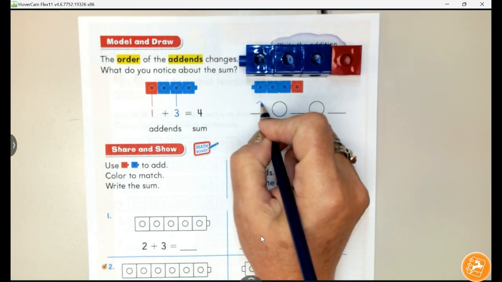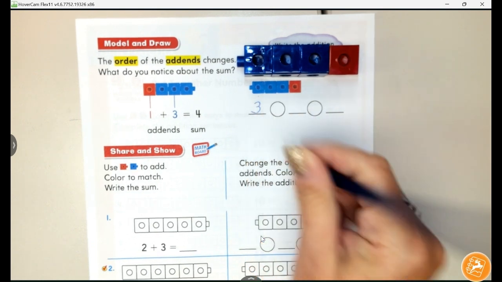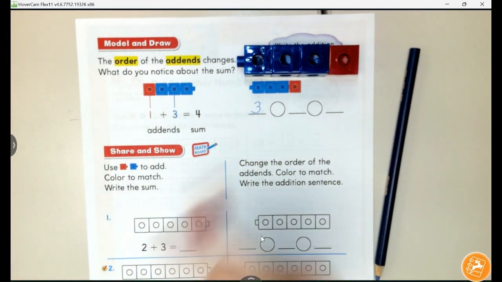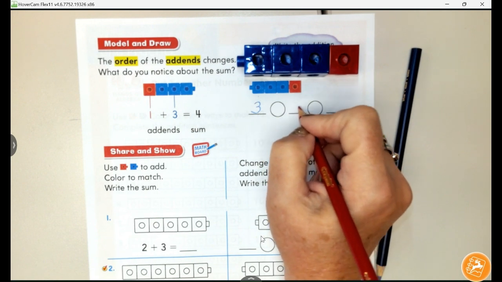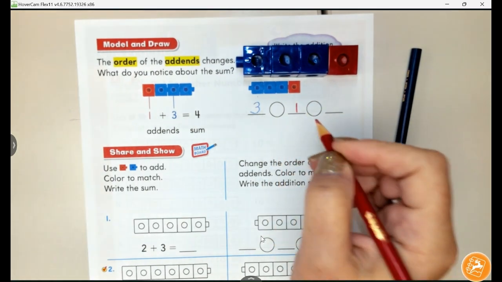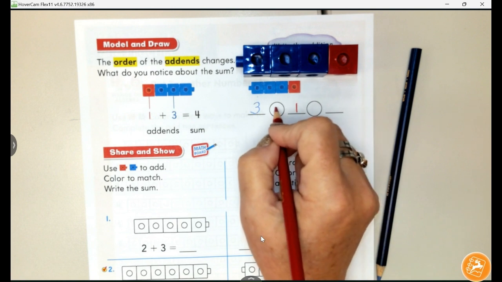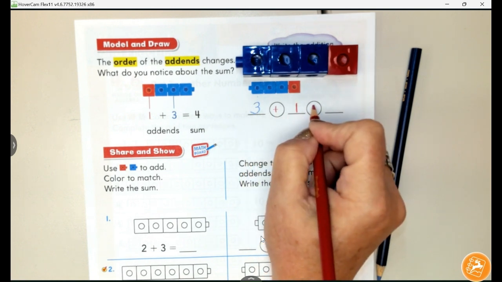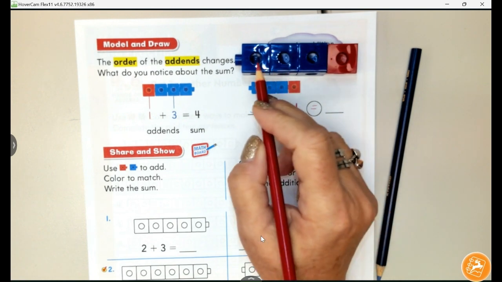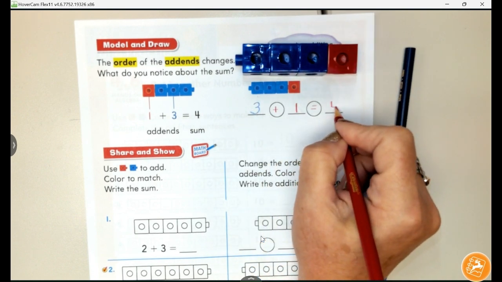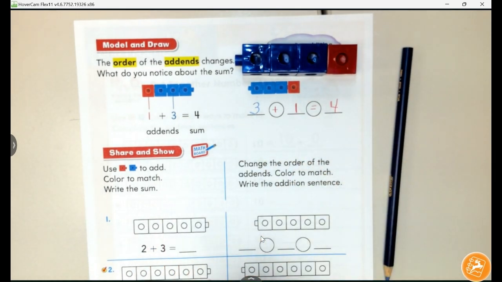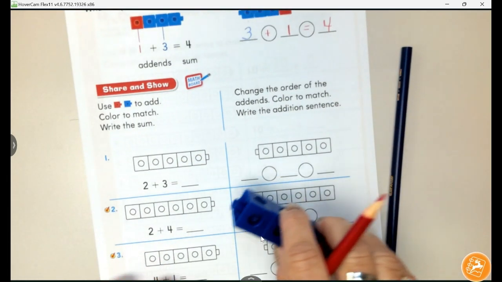So the 3 blue cubes and the 1 red cube, then I would put my signs in. 3 plus 1 equals their sum, which is still 4. And the important thing that we want our students to recognize is that just because the order of the add-ins changed, that did not change the sum. Then we can practice with sum.